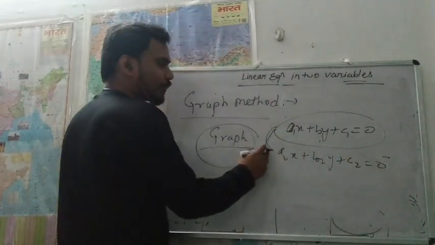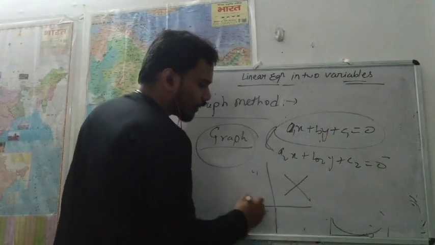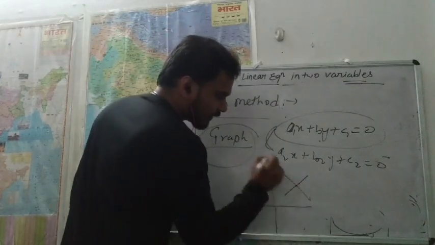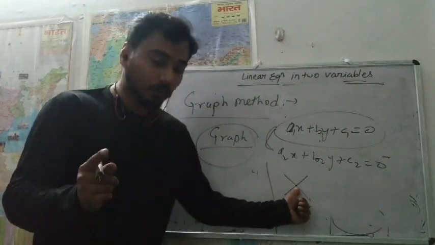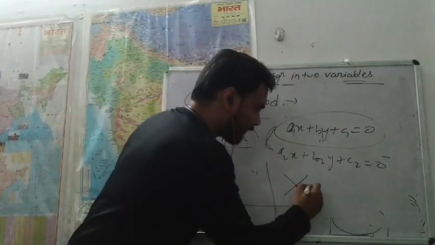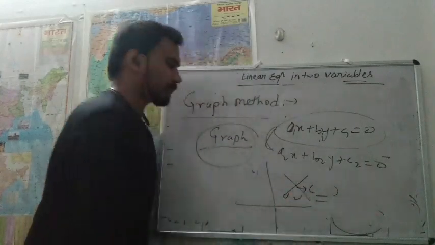After plotting these two equations on the graph, we will get basically the point of contact or the point of intersection of these two lines, and this will give you the solution of these two lines.